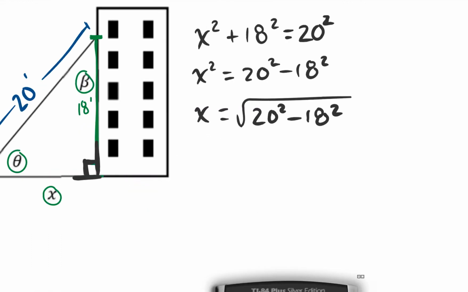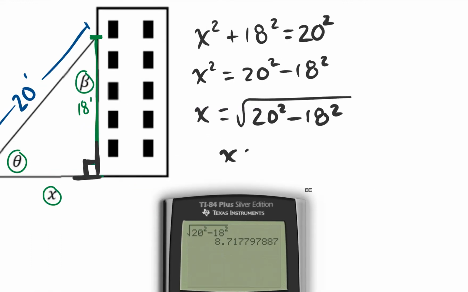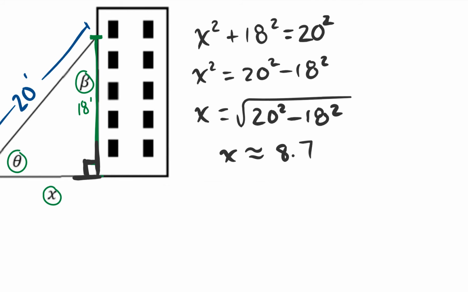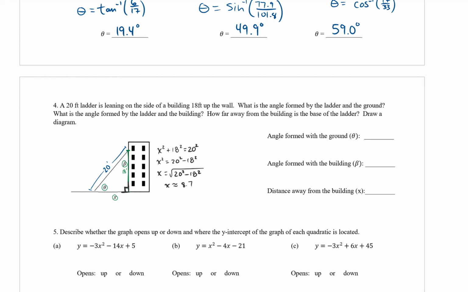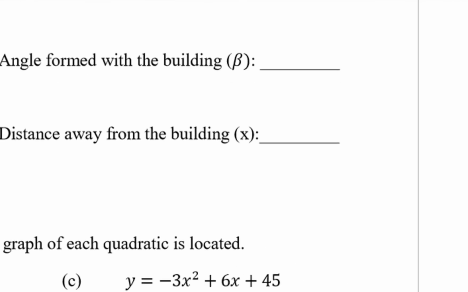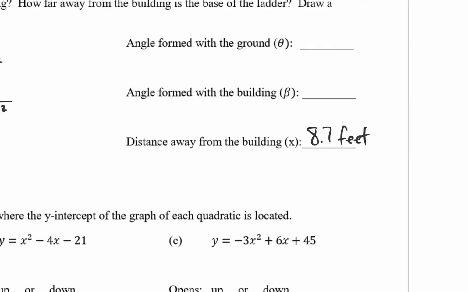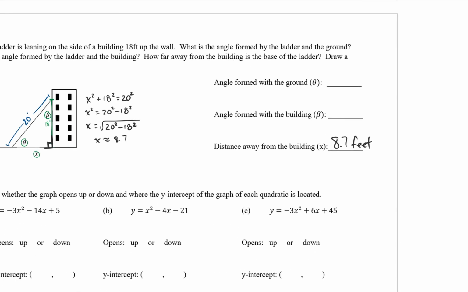I'm trying to think what they asked us to do. Well, let me write this down. So x is approximately 8.7. Let's look at what they asked us to round our answers to. Did it say? Does not say. So I'm going to do this because my values were given as whole numbers. I'm just going to record it as one decimal place. So I'll record this 8.7. So this is 8.7 feet. Okay. So that distance x is 8.7 feet.